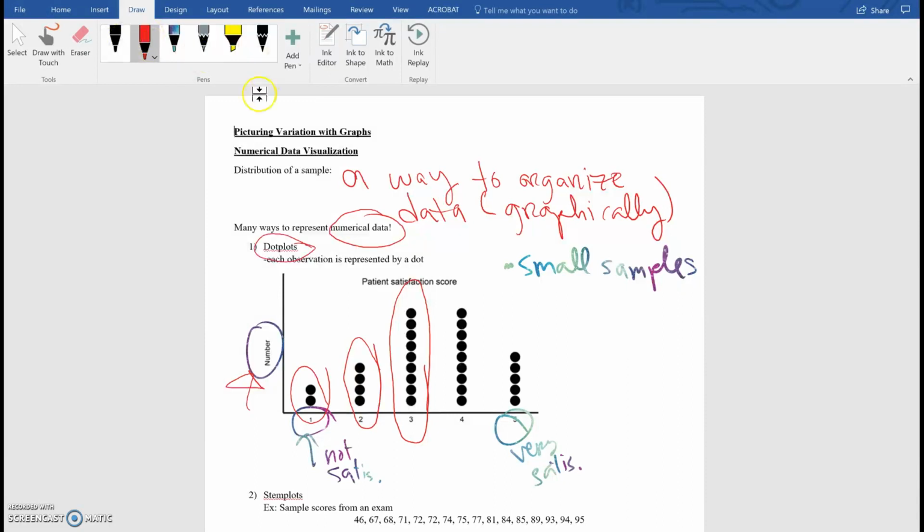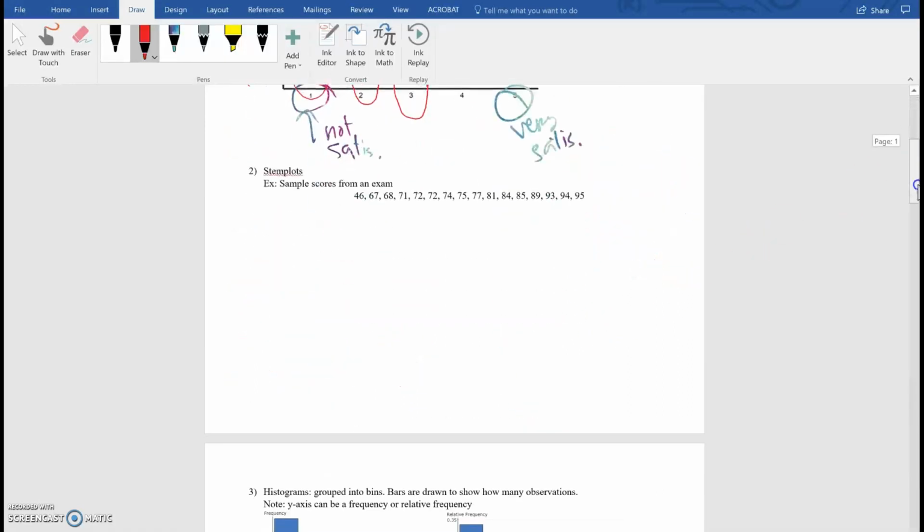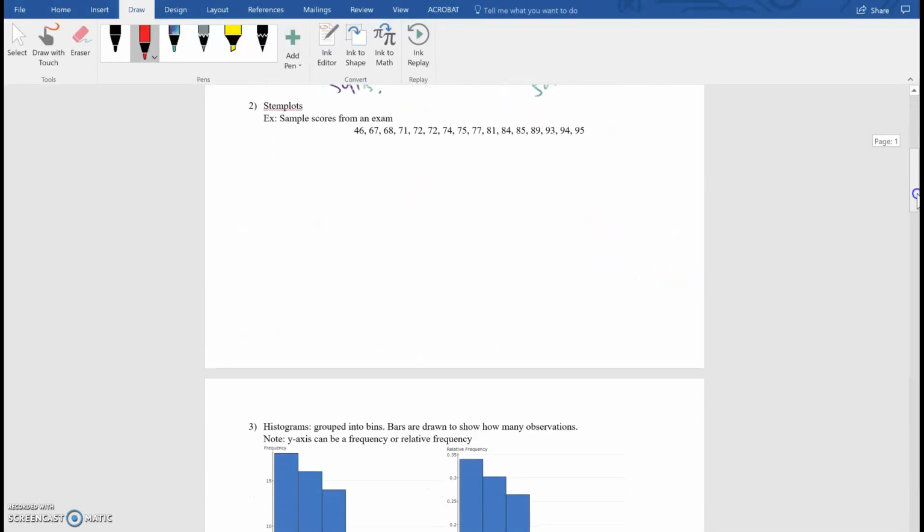And this is actually a really good way to just visually see what the graph looks like. And it's much easier to see as opposed to just looking at the column. So that's one way, right? A dot plot. The next one is a stem plot, right?